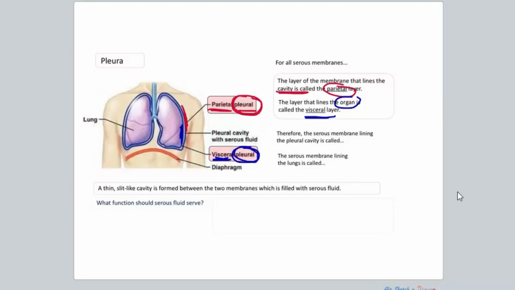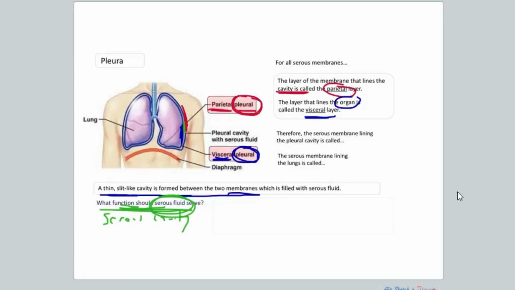Something else that I want to point out here is that there's a thin slit-like cavity that's formed between these two membranes. If you look up close here, there's a little space in between them, and that space is called the serous cavity. This serous cavity is filled with serous fluid. So you have this space in between the membranes, and that space is filled with serous fluid.